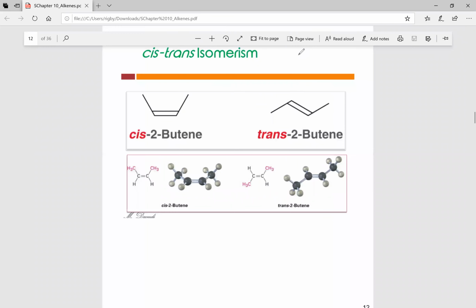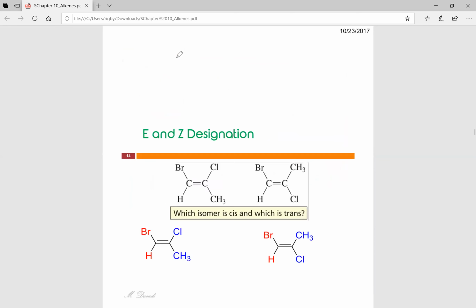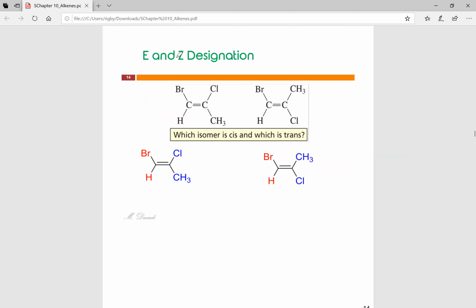And when we use the wording cis versus trans, at least with alkenes, we are specifically talking about the same type of compound. So we see here, we have two methyl groups. They're on the same side, so they're cis. Trans, we have two methyl groups. They're on opposite sides, so they're trans. Okay? However, if we get into other examples like right here, we cannot call these cis or trans. Instead, we are going to use something called E and Z.